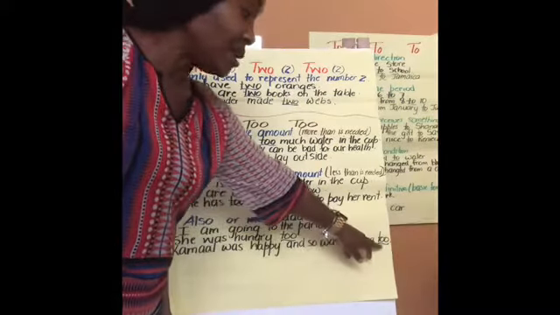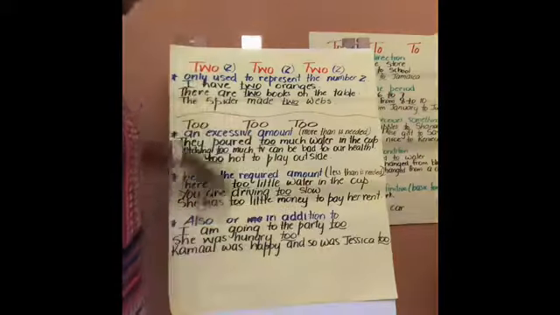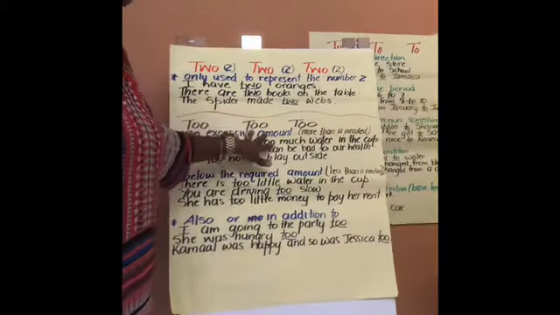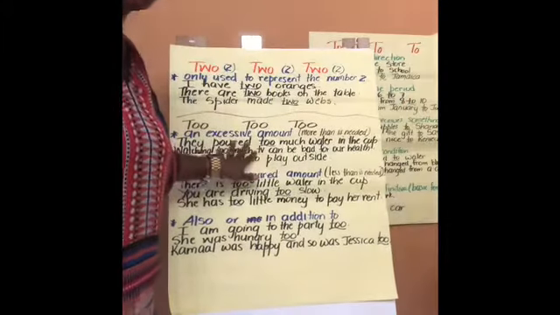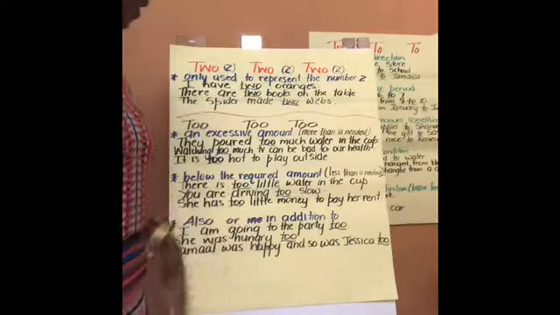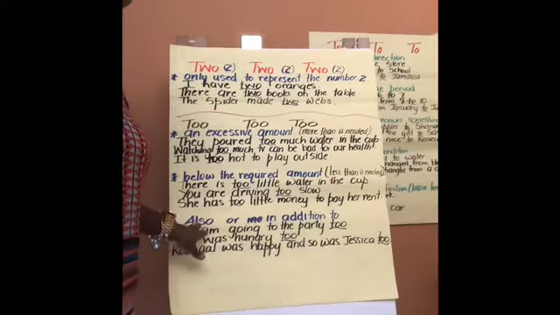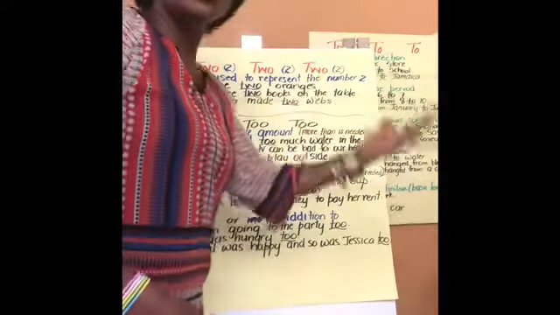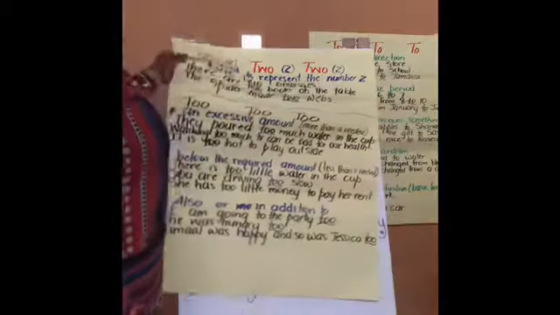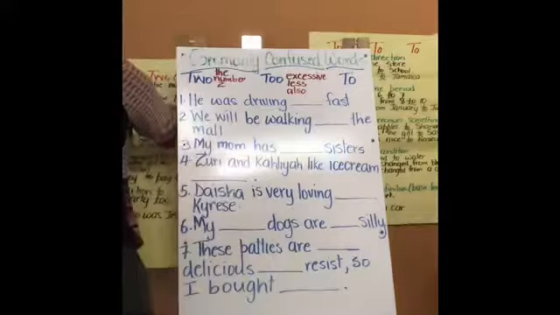So that's TOO. So remember, TWO, only the number 2. TOO, an excessive amount, like too much. Less than is required, like too little. And also, meaning I am going to. He's going, I am also going. Now, let us move into TO.